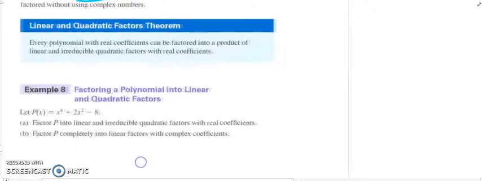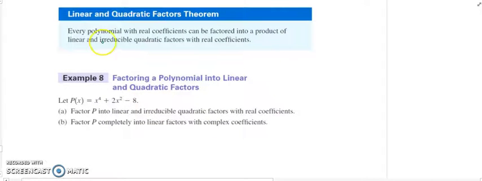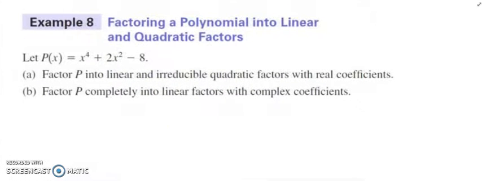Linear and quadratic factors. It talks about a quadratic polynomial with no real zeros is called irreducible. When you factor this, we call this prime. Like it's a prime factorization, it can't be factored. And so this says you can keep going until it is irreducible. So it says factor p into linear and irreducible quadratic factors with real coefficients. Okay, so I want to factor this into linear and irreducible quadratic factors, which means it has no real ones left, right? And then I'll do the complete.